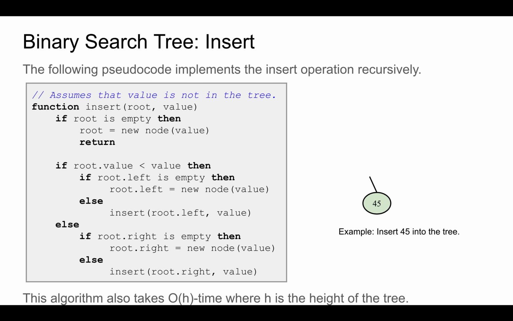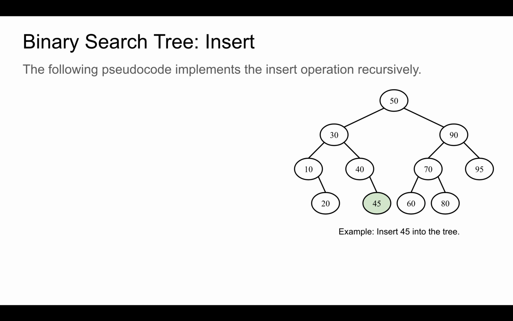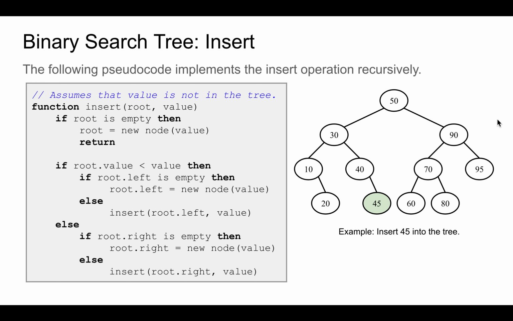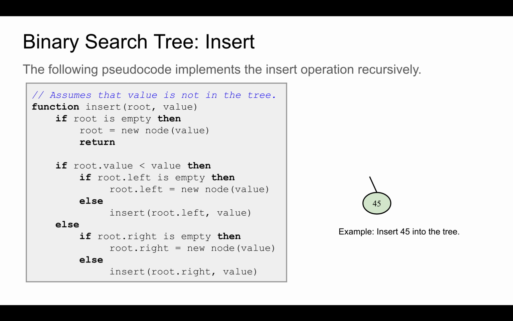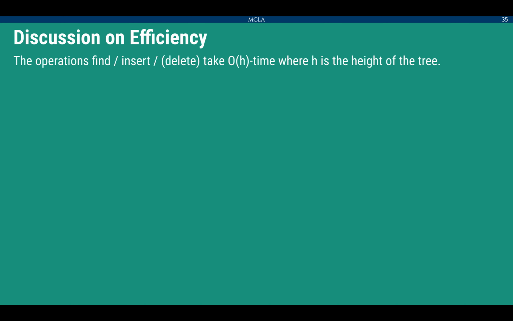This algorithm also takes big O of h time, where h is the height of the tree. And we saw that that was the case. As we're going through, the number of steps it takes is less than or equal to the height of the tree. Obviously, if something needed to be inserted higher up in the tree, it's taking less than the height of the tree time. So the worst case is big O of h, where h is the height of the tree.